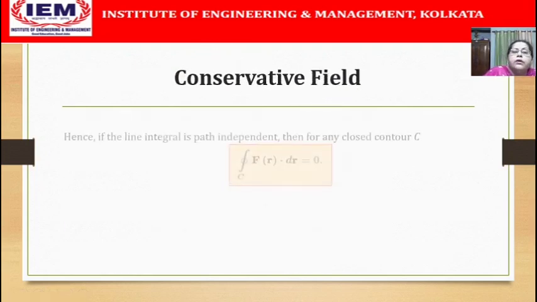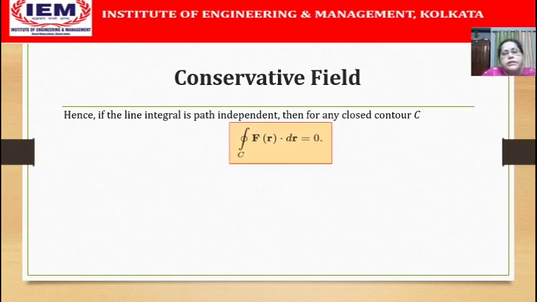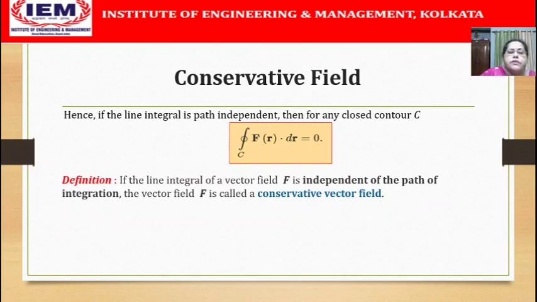We now again move to define a conservative field. But before that, note one thing: if the line integral is path independent, then for a closed curve the line integral will be nothing but 0, because for a closed contour the starting point and the end point coincide, and therefore it is nothing but 0. Let us now define a conservative field. If the line integral of a vector field f is independent of the path of integration, then we say that the vector field f is a conservative vector field.